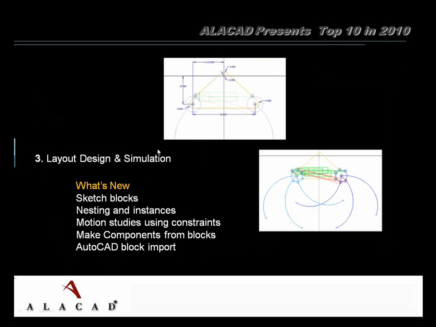Layout, design, and simulation. Number 3. I can go through and create what they're calling sketch blocks, essentially blocks like you would have in AutoCAD. I can nest them, I can instance them having more than one copy in there. I can move them around, place them around, move them, do quick motion studies before I ever generate the first part. When I'm ready to generate those parts, I can turn those into components without having to go out and create separate files. Everything is nice, neat, organized, quick and easy to be able to access them.